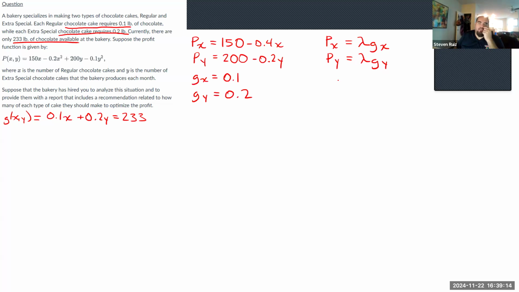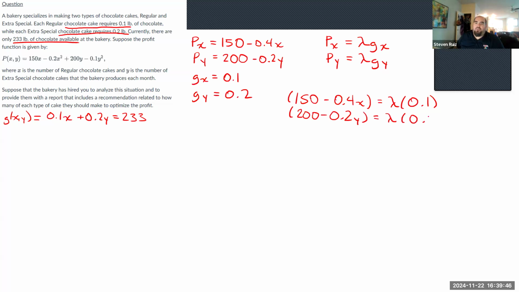So now let's drop in some of the details. What is p sub x, that partial derivative? Let's fill in these numbers. 150 minus 0.4x equals lambda times g sub x, which is 0.1. And then the partial with respect to y of p: 200 minus 0.2y equals lambda times 0.2.